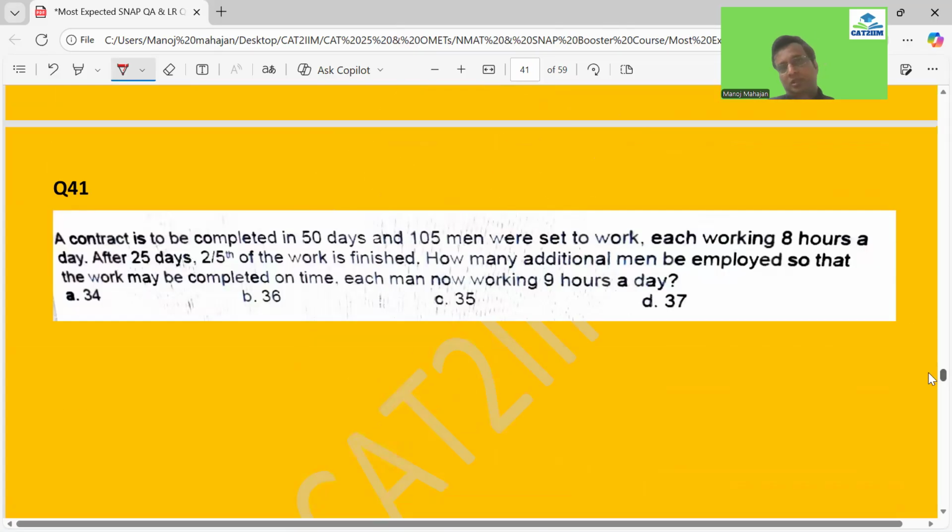Okay, such a question you can again expect in the SNAP paper. So they are fond of such kind of problems. So I just do it with the basic common sense. So let's first write the parameters which are given to us.